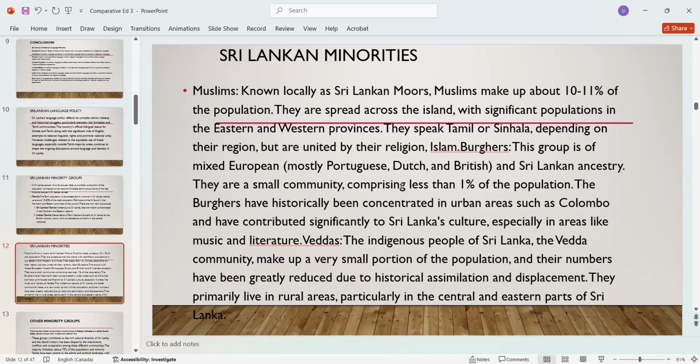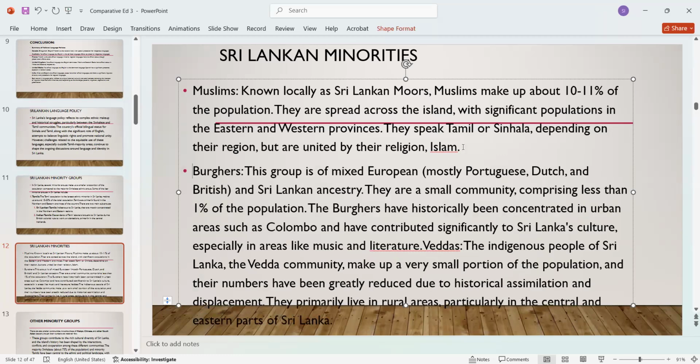And the other group is Muslims, known locally as Sri Lankan Moors. Muslims make up about 10 to 11% of the population. They are spread across the island with significant populations in the eastern and western provinces. They speak Tamil or Sinhala, depending on their region, but are united by their religion, Islam.